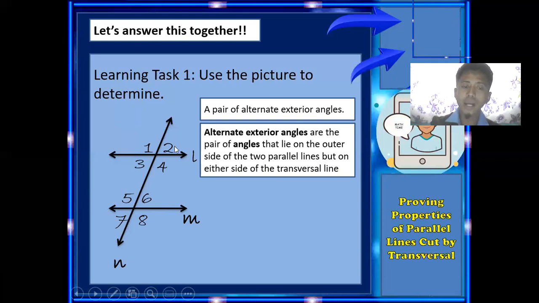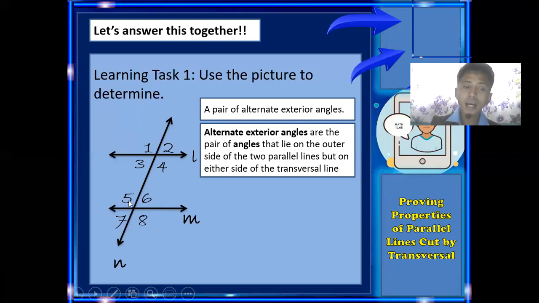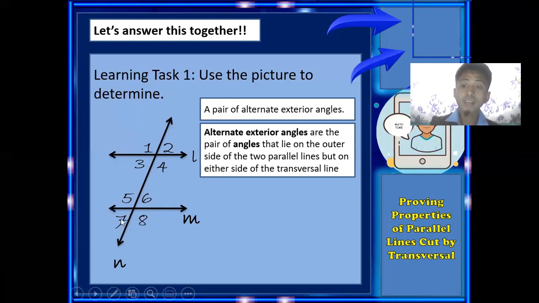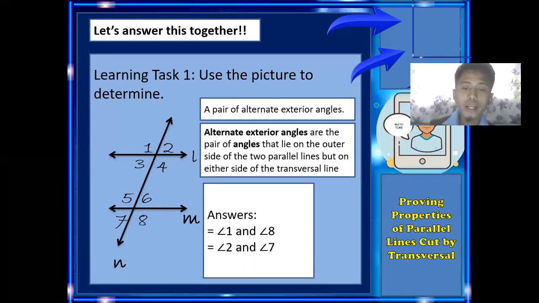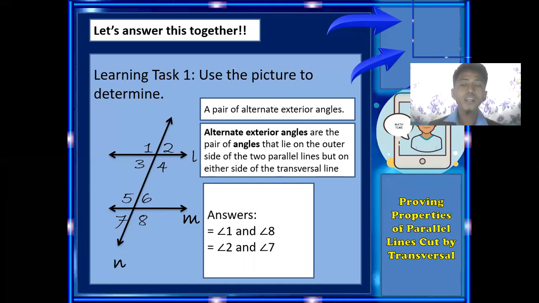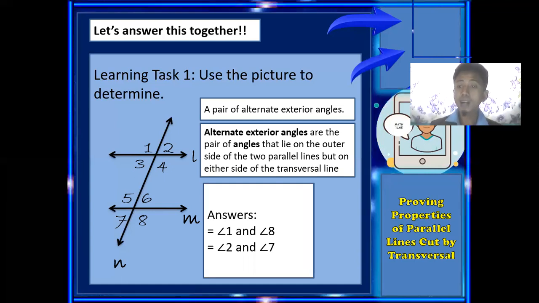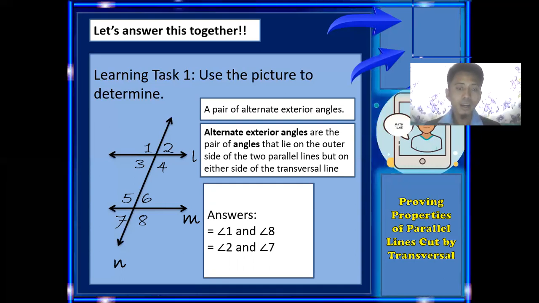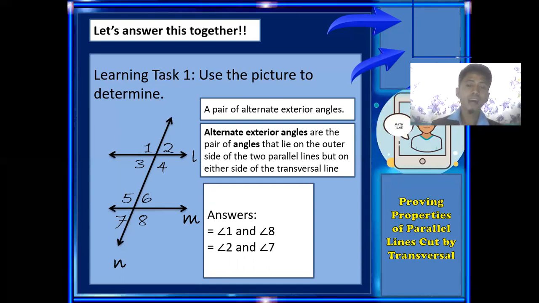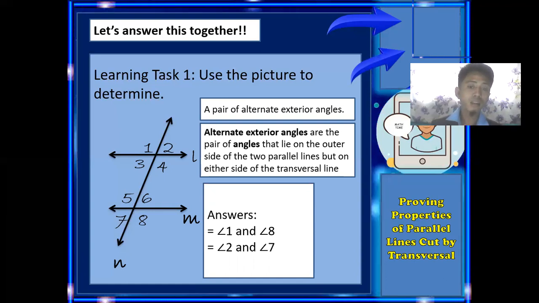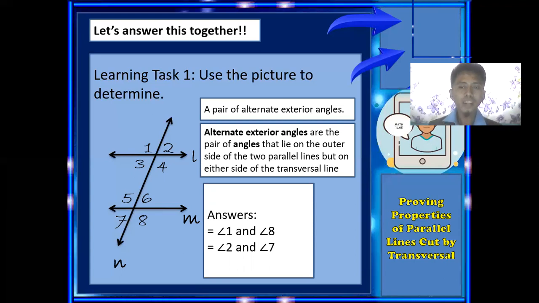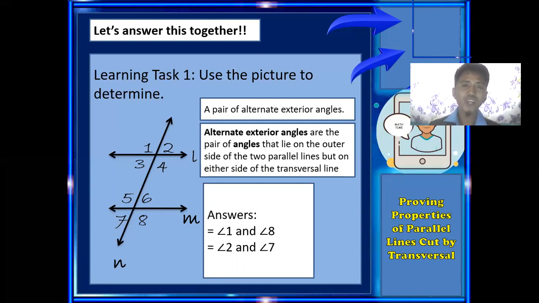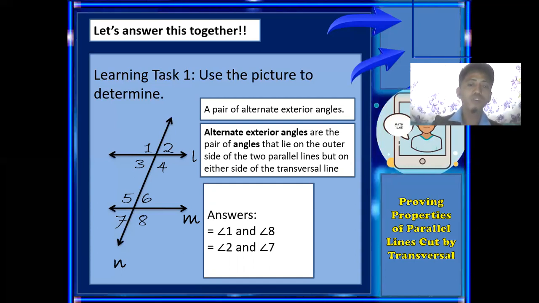Even angle 2 and angle 7, since they are both on the outside part, and they are alternate, therefore angle 2 and angle 7 are a pair of alternate exterior angles. So in short, our answer is, the set of alternate exterior angles are, first, angle 1 and angle 8, and then angle 2 and angle 7. That is our pair of alternate exterior angles. Do you understand this part? Do you have any question? If you don't have any question, let's proceed to the next one.